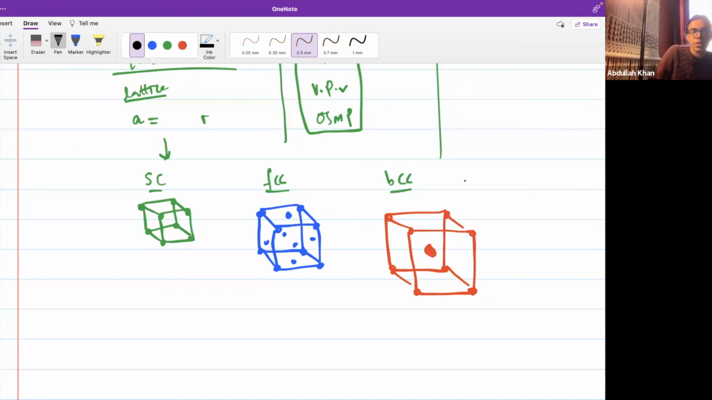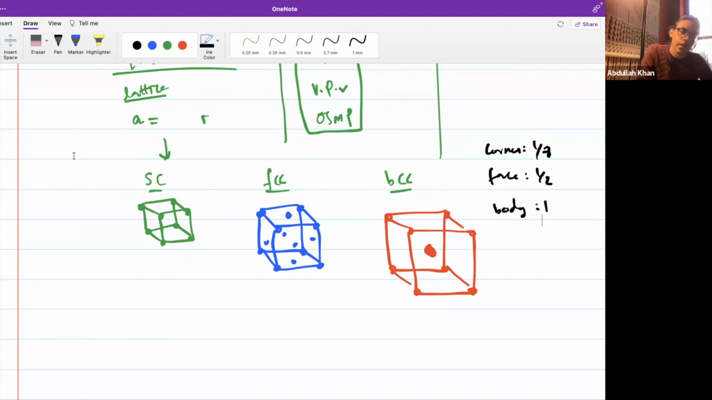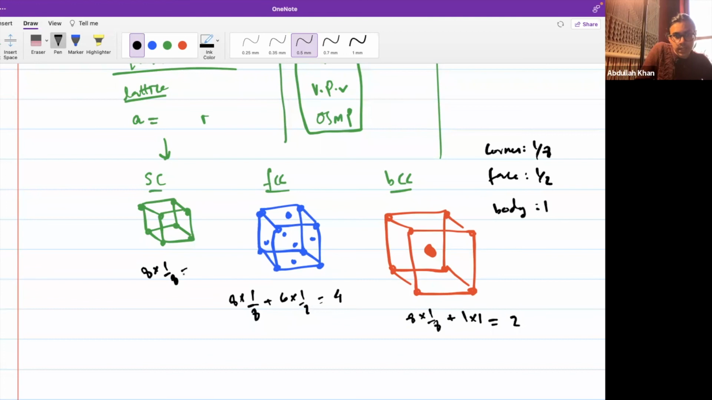And then remember, corners are an eighth. Only an eighth of each atom in the corner is inside the unit cell. Face, only half of it is inside the unit cell, and body, all of it is inside the unit cell. So you may get questions like, how many atoms are there inside a unit cell of FCC? How do we do that? There's 8 corners with 1/8 contributions, and there's 6 faces with 1/2 contributions. That's 4. What about BCC? 8 times 1/8 plus 1 times 1, 1 in the middle. That's 2. Here, 8 times 1/8, and that's it, 1.